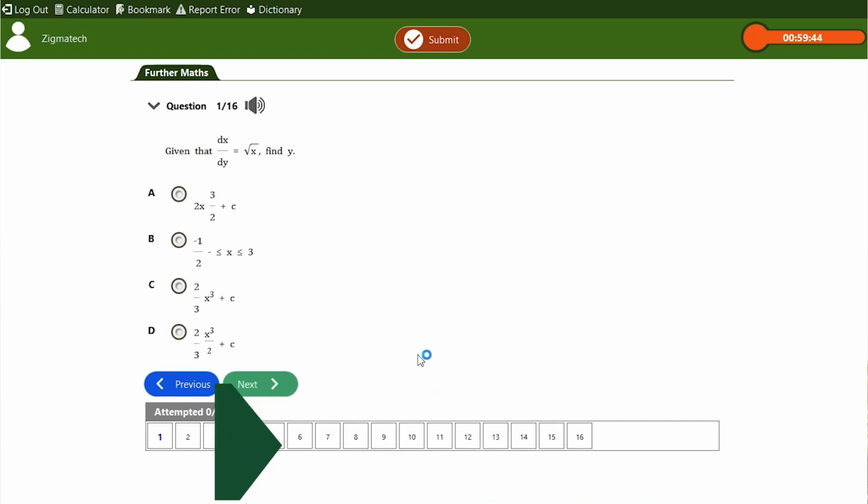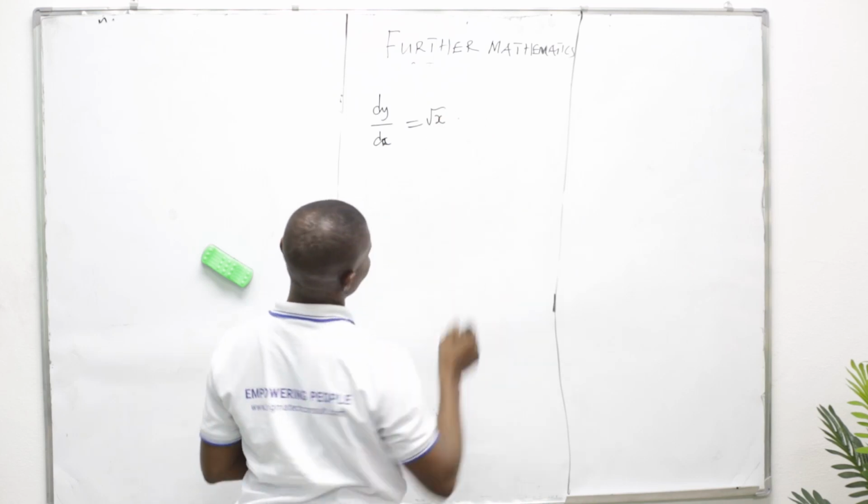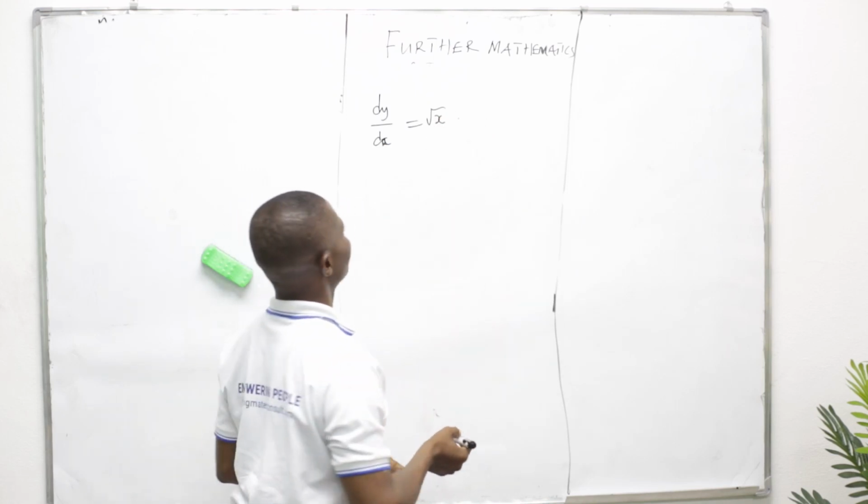This is an applied question, because what we know about the integral is that it relates to differentiation. But remember one thing from the definition of integration: we said it's the antiderivative, isn't it? That's what it is. Now, we are going to see what it looks like. If dy/dx equals root x, now find y.